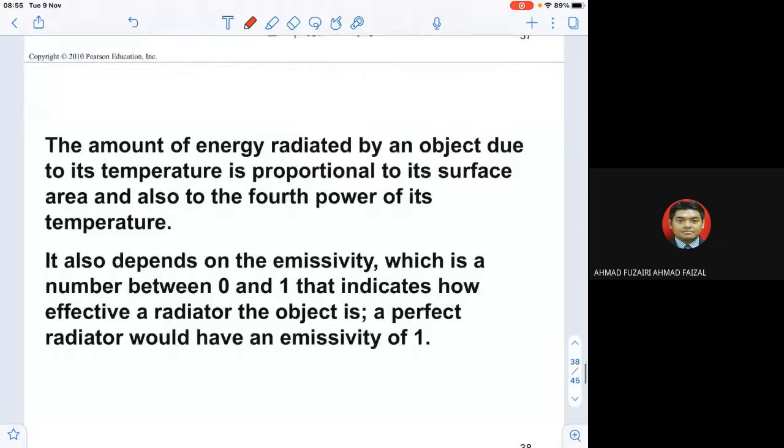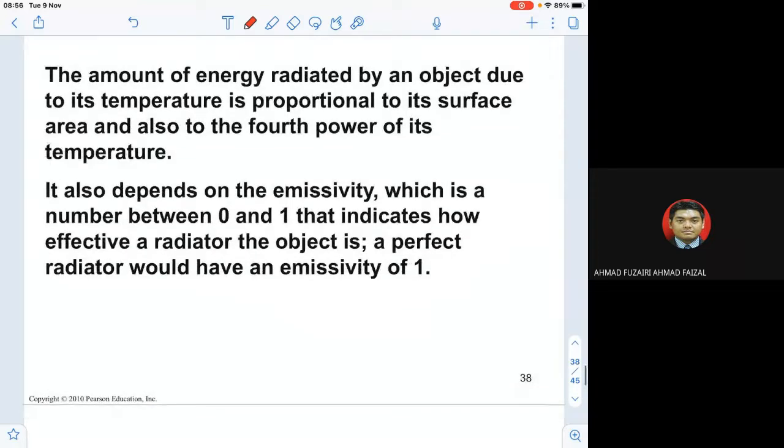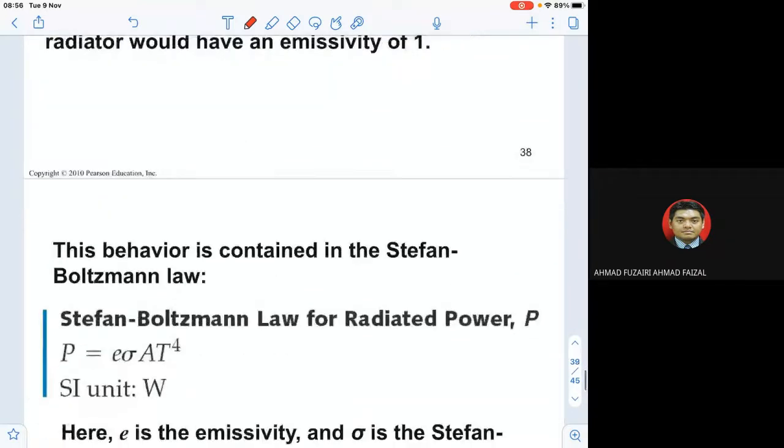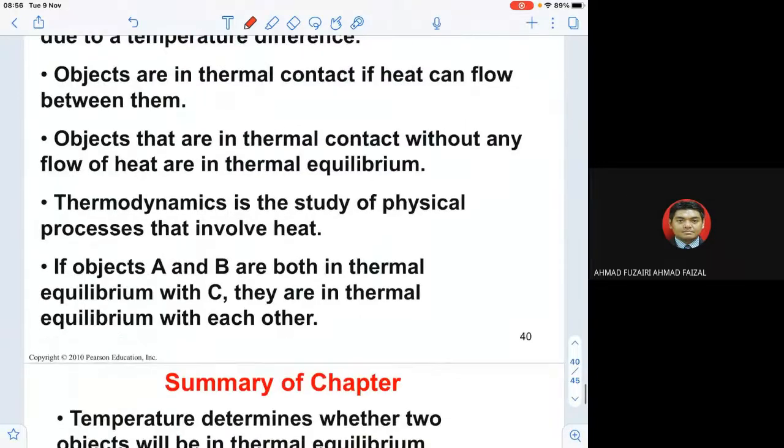The amount of energy radiated by an object due to its temperature is proportional to its surface area and also the fourth power of its temperature. So this one is some summary.